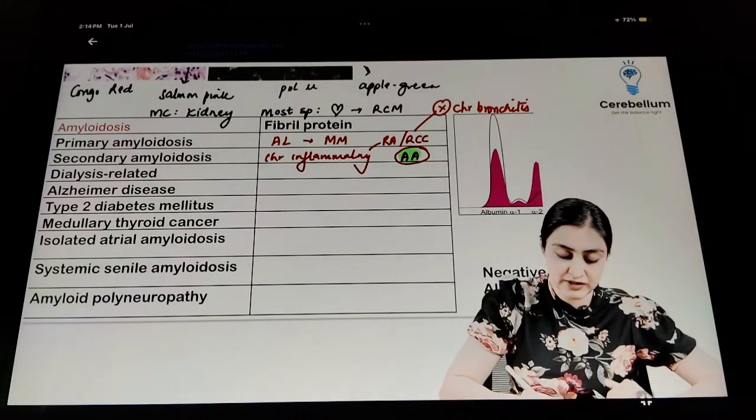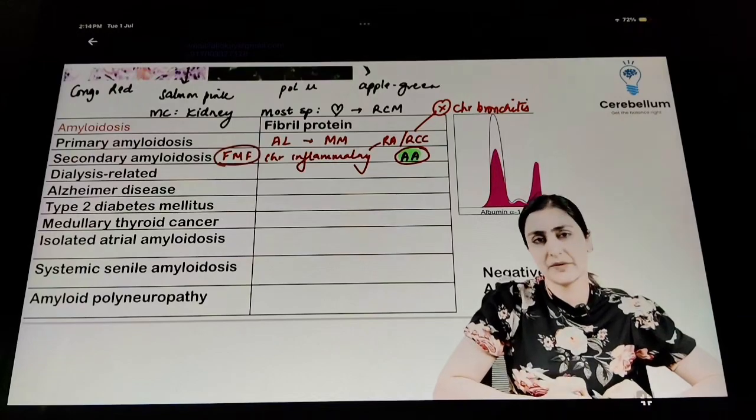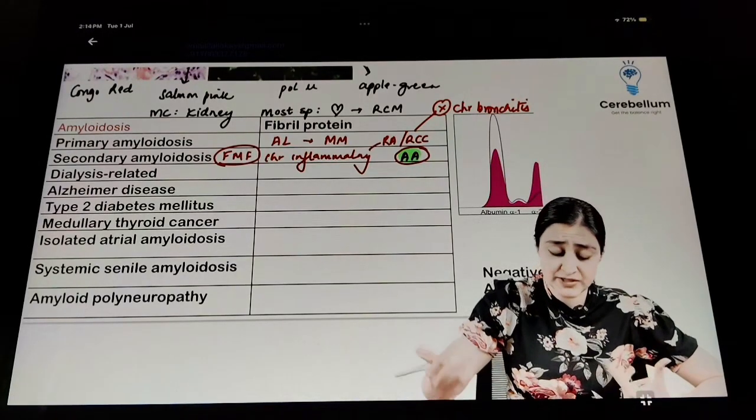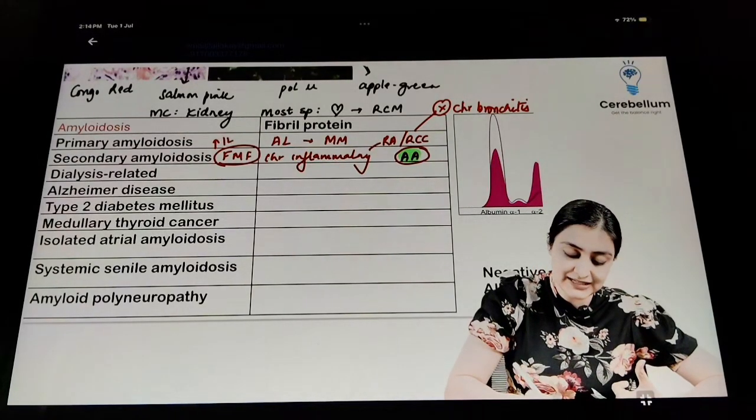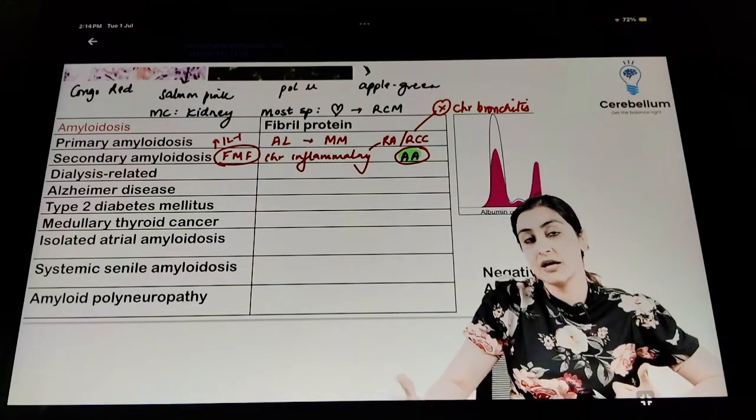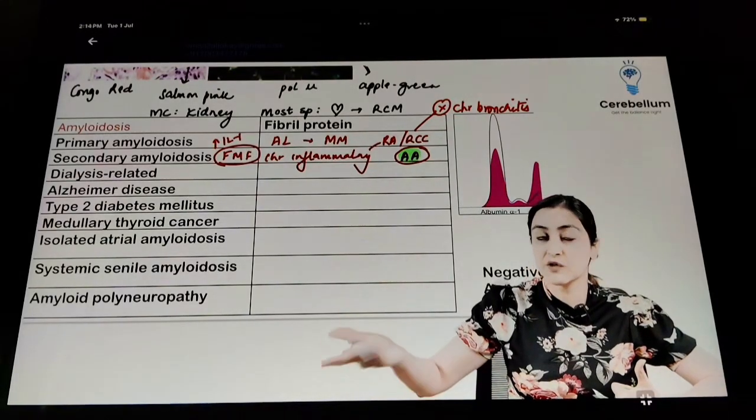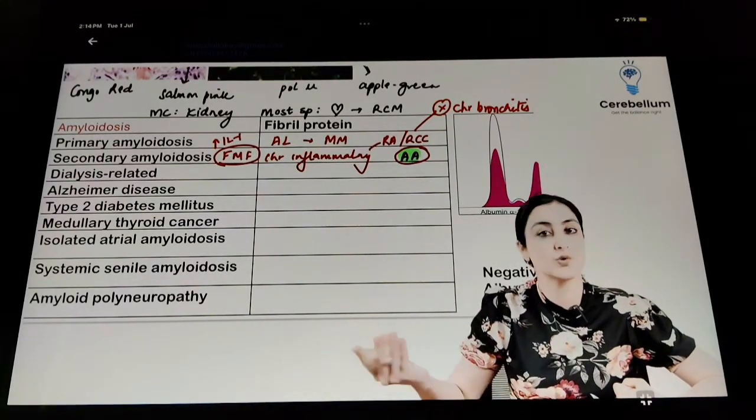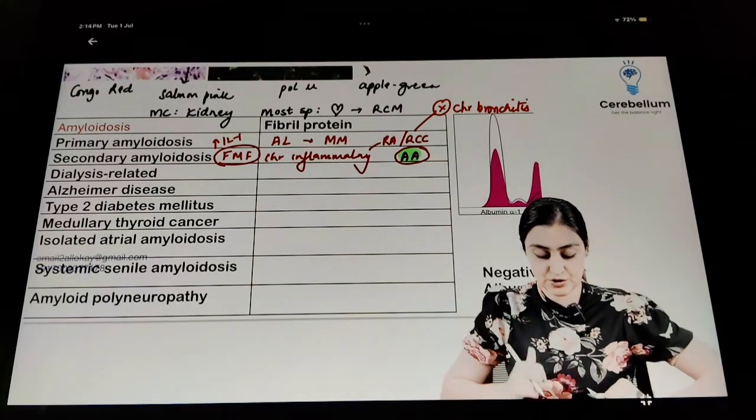Also, if you remember, there is a condition called familial Mediterranean fever. Okay, this is not relevant to us, but just remember there's a mutation here where you have very high levels of IL-1 and IL-6, which are your pyrogens. So in familial Mediterranean fever, because of so many pyrogens, so many inflammatory cytokines, you have a deposition here as well. Okay, so just to give you that context.